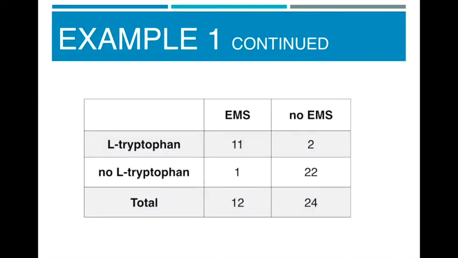So here's the 2x2 table, filled in using the information from the prompt on the previous slide. So we calculate the OR, A times D divided by B times C, which is 11 times 22 divided by 2 times 1. This comes out to be 121. So in this example, those who consumed L-tryptophan were 121 times more likely to develop EMS than those who did not consume it. That's the kind of write-up I'm looking for in the homework.